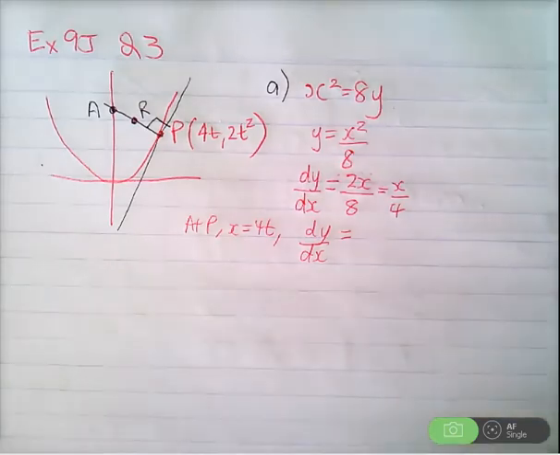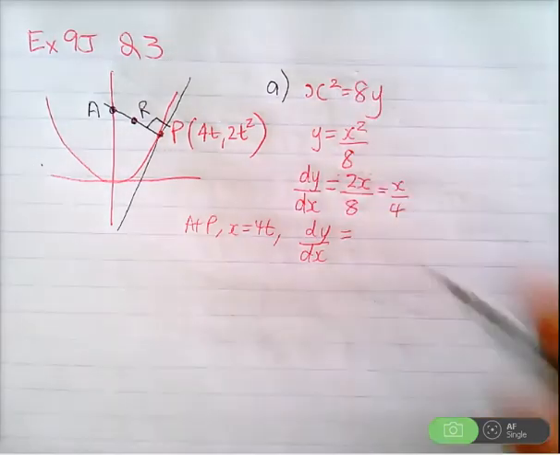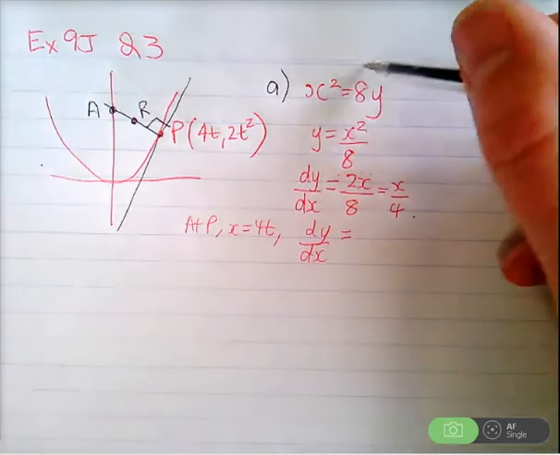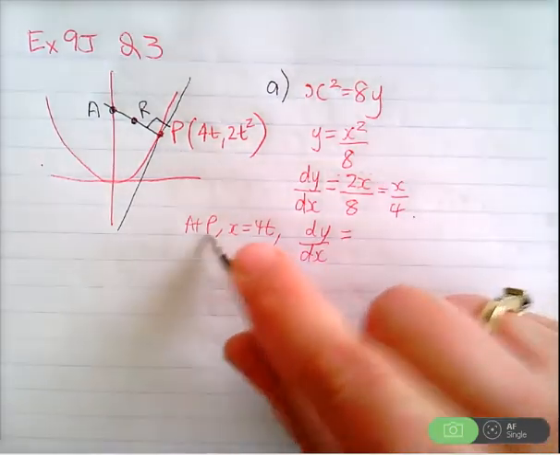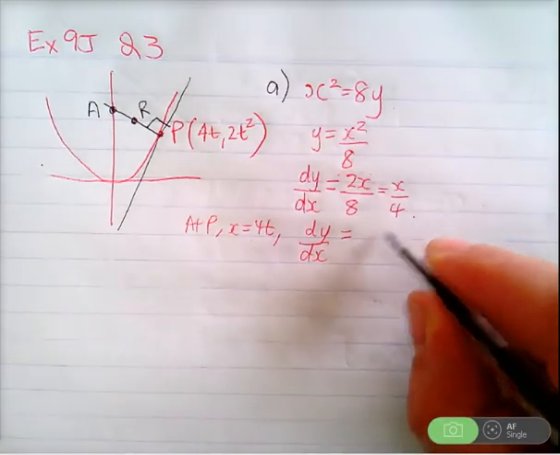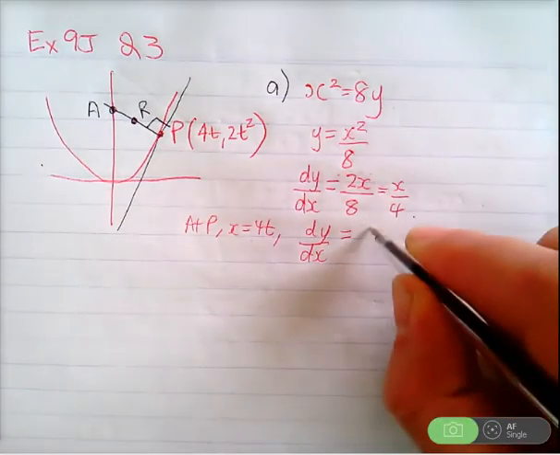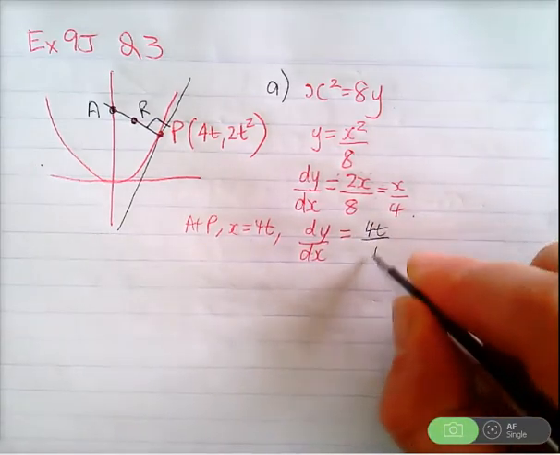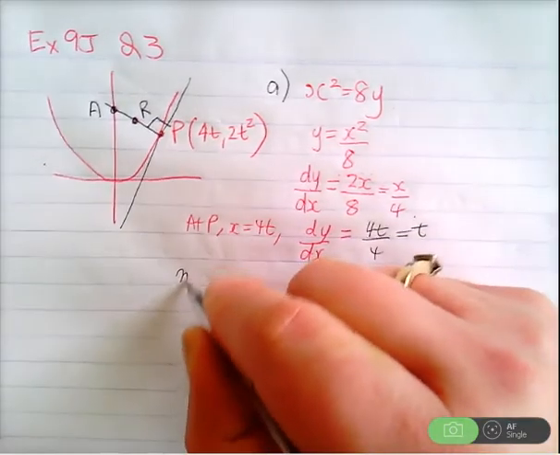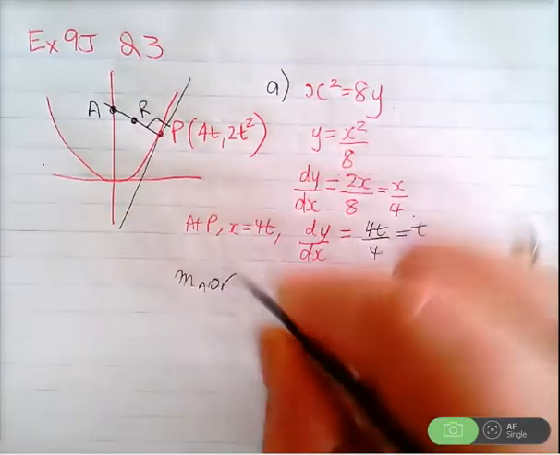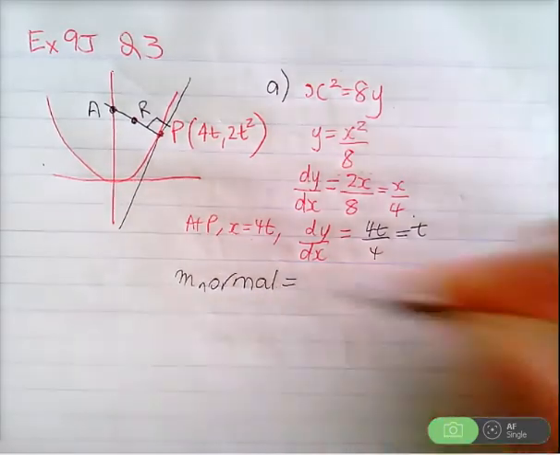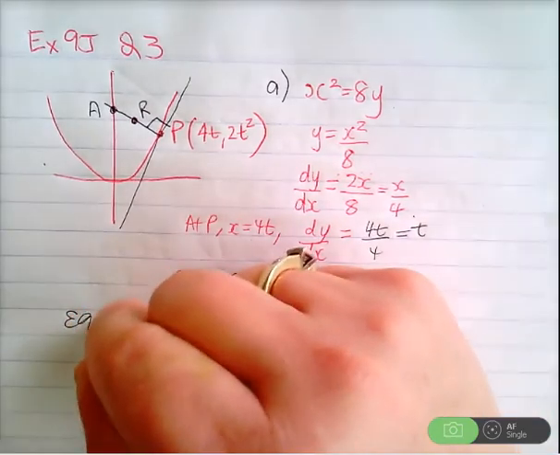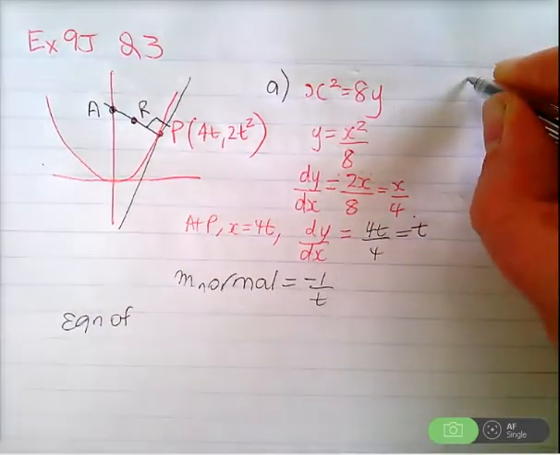Let's just find the equation of the normal. So first we differentiate and we get x on 4, and we've decided to do it from x squared is 8y. Then at P we find the gradient of the tangent. So what do we get? 4t on 4, which is t. So therefore, that's the gradient of the tangent. So therefore, the gradient of the normal is -1 on t.